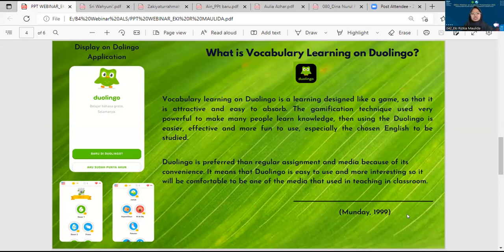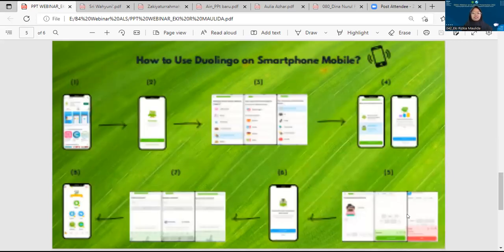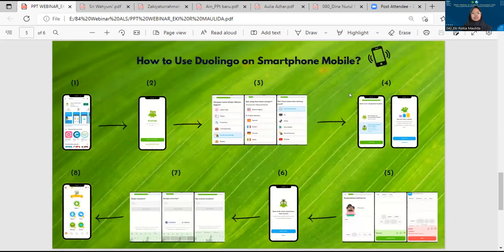All right, ladies and gentlemen, let's move on to the last topic, which is how to use Duolingo on a smartphone. There are several steps to using the Duolingo application on your smartphone. As you can see on the screen, the first step is to download and install the Duolingo application by opening the Play Store, then searching for Duolingo.